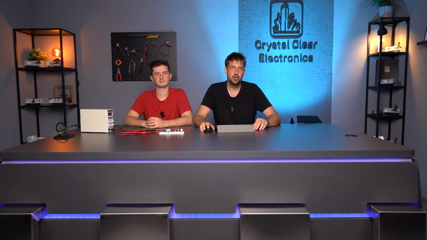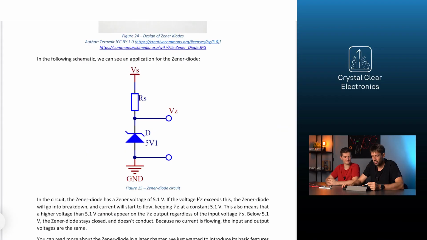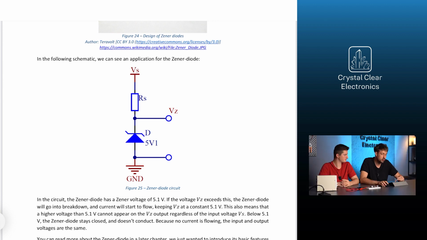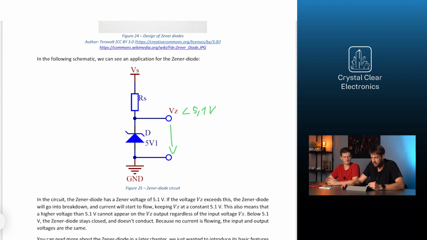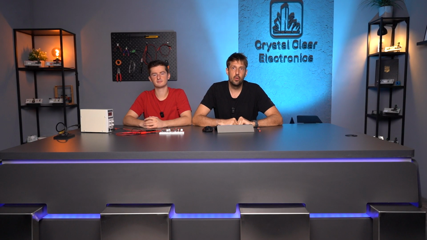Generally, the marking of the terminals follows the standard diode marking, with the side marked with a line being the cathode. In the circuit, the Zener diode has a Zener voltage of 5.1 volts. If the voltage Vz exceeds this, the Zener diode will go into breakdown and current will start to flow, keeping Vz at a constant 5.1 volts. This also means that a higher voltage than 5.1 volts cannot appear on the Vz output regardless of the input Vs voltage. Below 5.1 volts, the Zener diode stays turned off and doesn't conduct. As no current is flowing through the diode, the input and output voltages are the same. You can find out more about Zener diodes in the 20th chapter. For now, we just wanted to introduce its basic features.